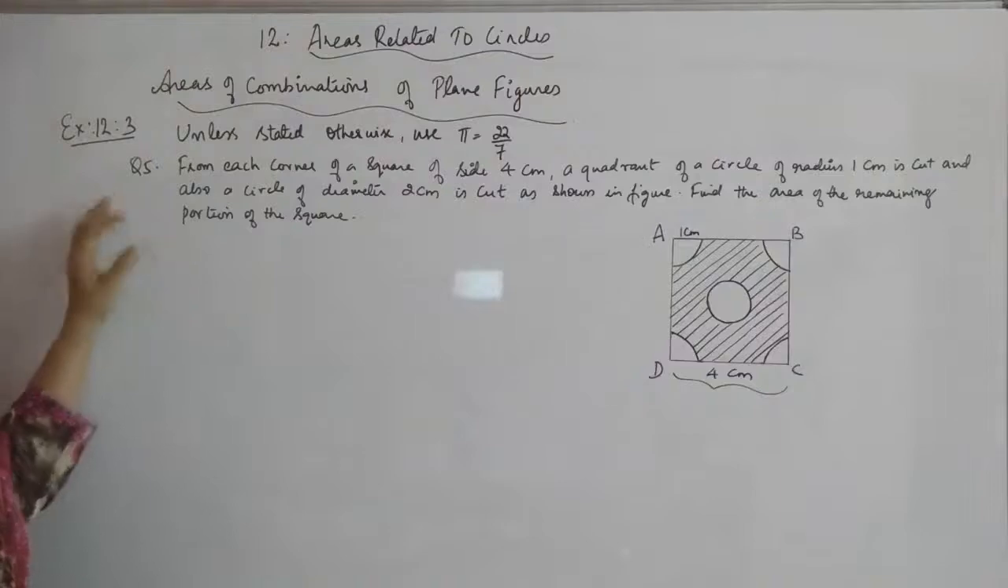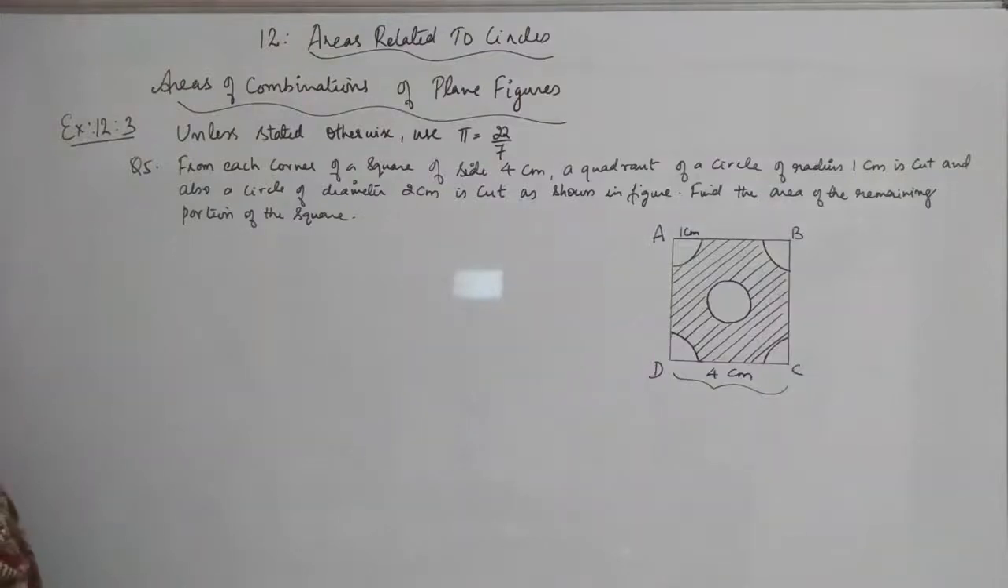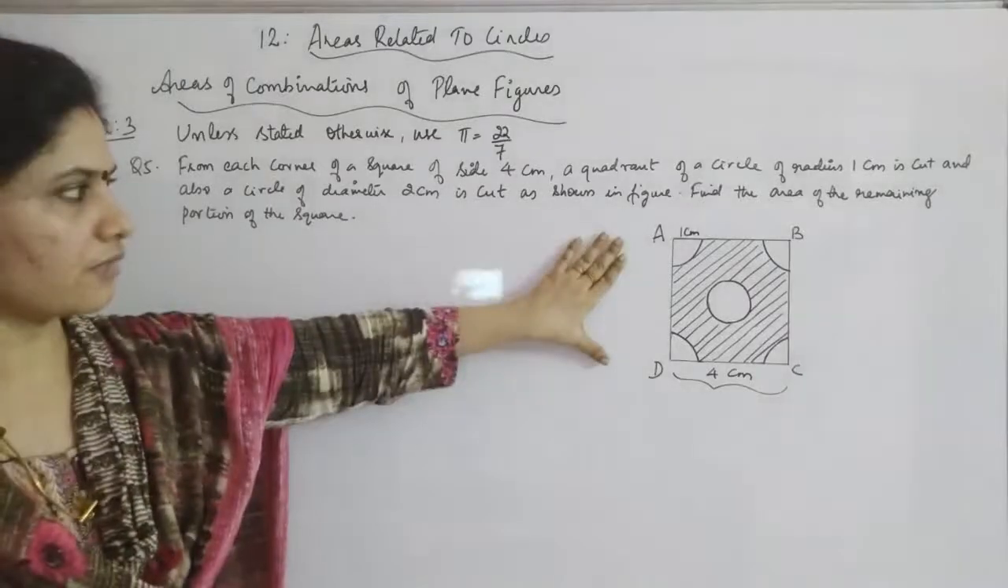Question number 5 is, from each corner of a square of side 4 cm, a quadrant of a circle of radius 1 cm is cut, and also a circle of diameter 2 cm is cut as shown in figure. Find the area of the remaining portion of the square. So this is the given figure.